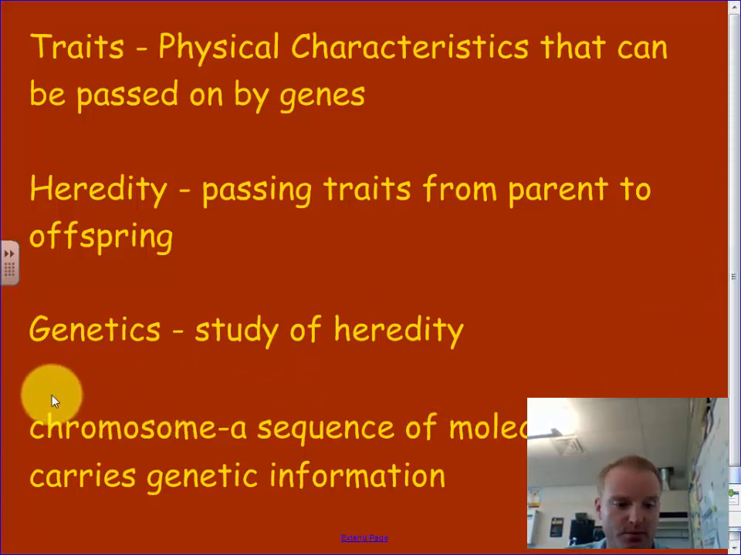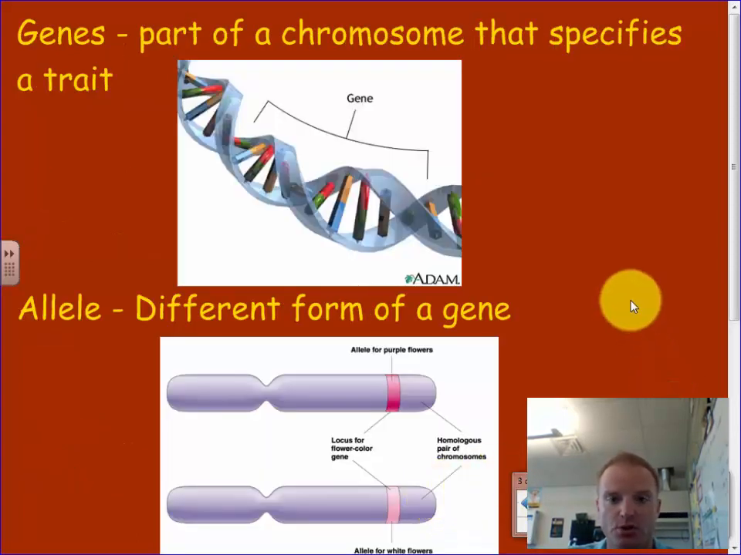In the big idea, we keep using the word chromosome. So a chromosome is a sequence of molecules that carries genetic information. So a sequence, it's a pattern, and it's very, very large. Chromosomes carry a lot of information. A lot of DNA is on there. On these chromosomes, some of them have a certain job, or a certain way they code for a certain trait. So a gene is a part of a chromosome that specifies a trait.